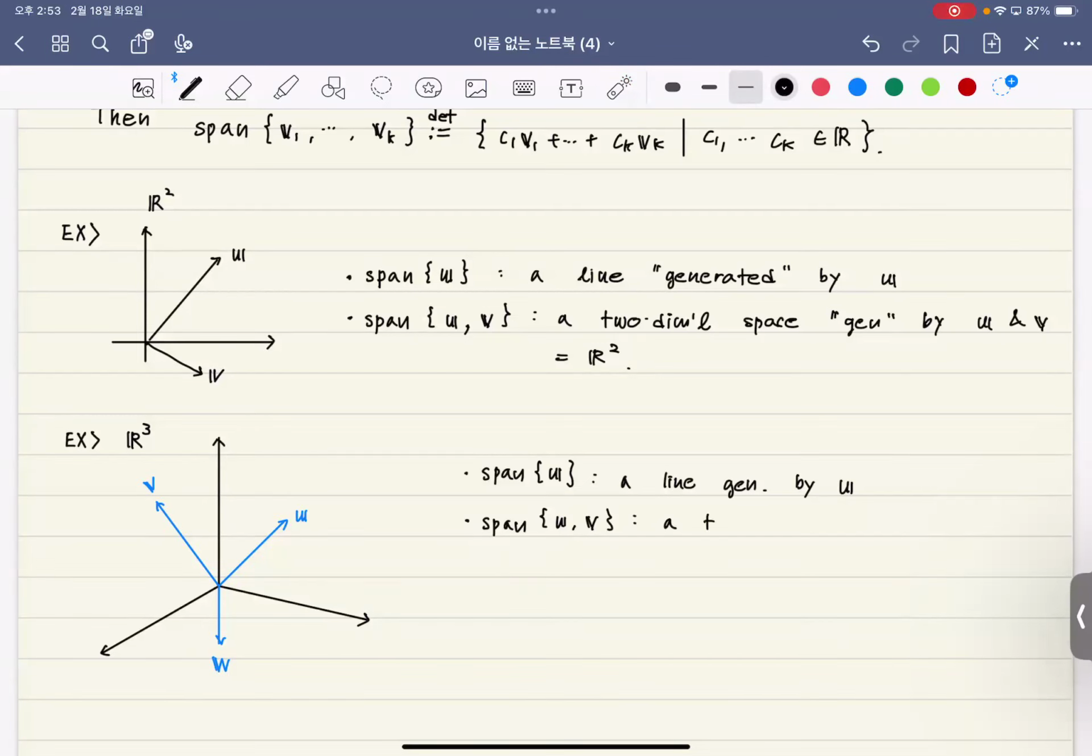A two-dimensional space generated by vectors u and v. Even if I am using the very convenient word generated, generated means that this plane must contain the vectors u and v and pass through the origin. Okay. All right.